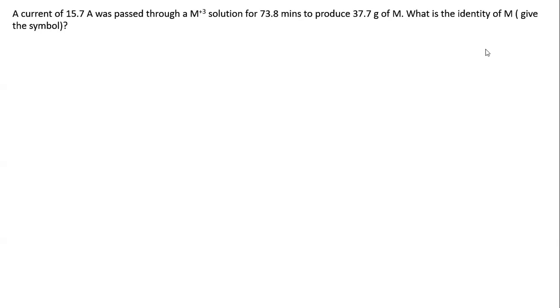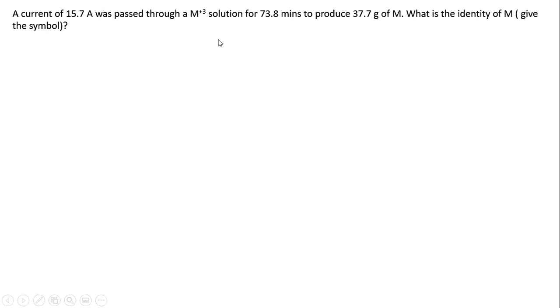In our last electrolysis problem, here we apply a current. We pass it through an unknown +3 ion solution for 73.8 minutes. It produces 37.7 grams of the metal. What's the identity of the metal? So here we apply a current for this amount of time. We produce this much metal. We want to know what's the identity of the metal.